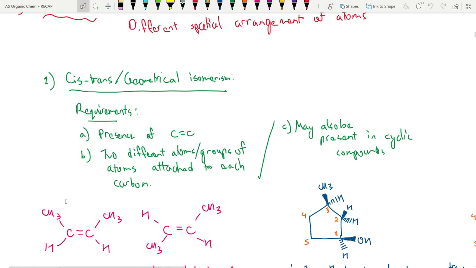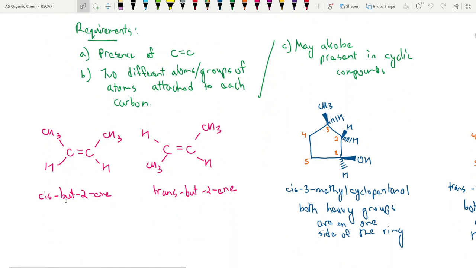If the dipoles cancel out, that means the heavy groups are on opposite sides, we say that we have the trans isomer. For example, trans-butene is seen on the right. And if the heavy groups are on one side and the dipoles do not cancel out, we say that it's the cis isomer, cis-butene.